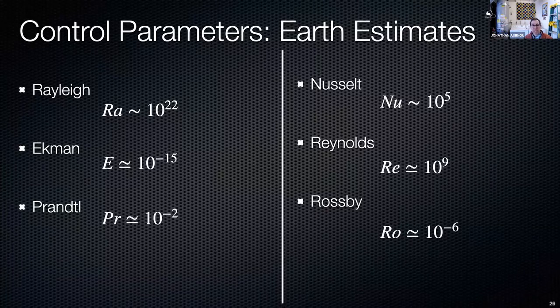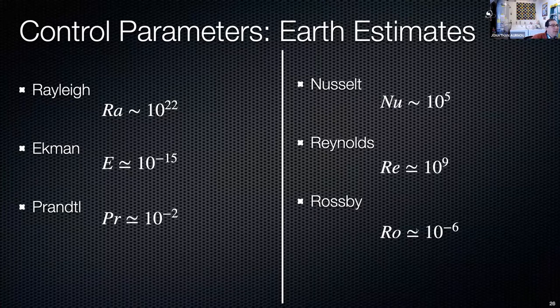The Nusselt number, and here I'm talking about the superadiabatic Nusselt number, is about 10^5. Reynolds is about 10^9, so the flow is turbulent. And the large scale Rossby number is 10^-6. So we have what I would argue would be quasi-geostrophic turbulence. Turbulent flow on the large scale is 10^9, but the Rossby number is very low. So that turbulence is massively impacted by the effects of rotation.